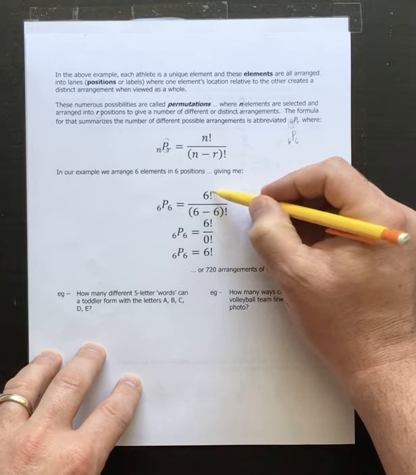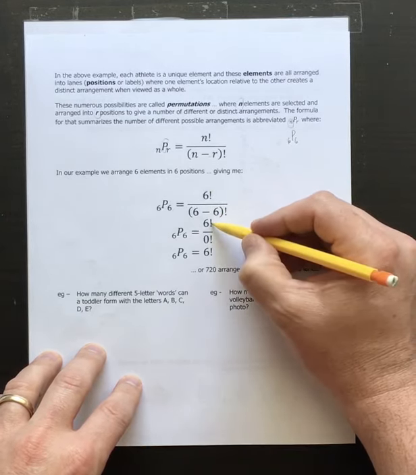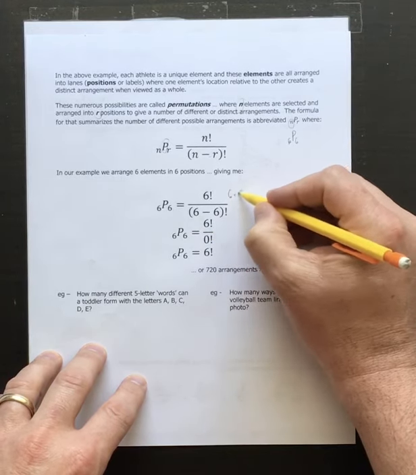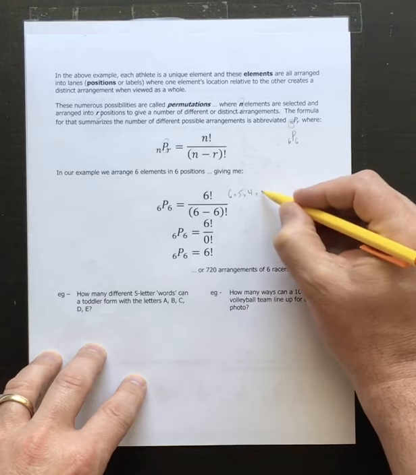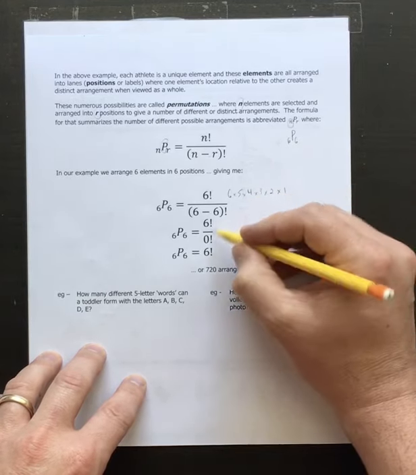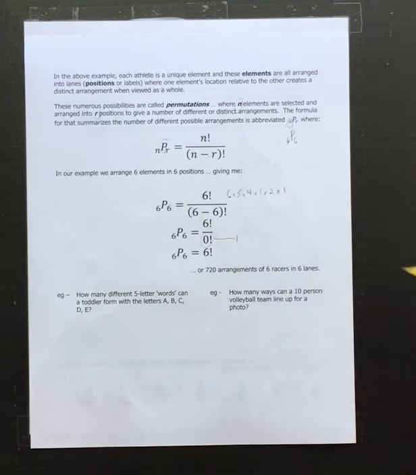So 6 factorial. You don't even know what a factorial is yet, but I'll show you. 6 factorial over 0 factorial. Now 6 factorial is just 6 times 5 times 4 times 3 times 2 times 1. The weird one is the 0 factorial. 0 factorial, strangely enough, is the number 1.